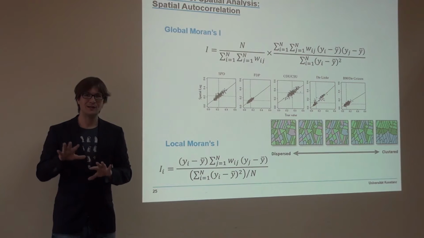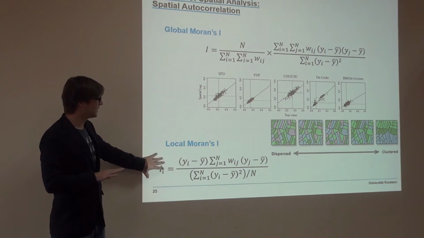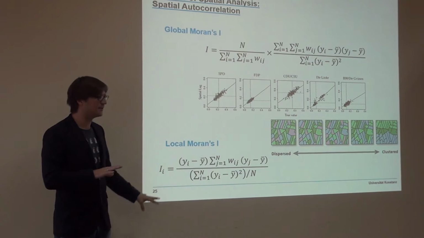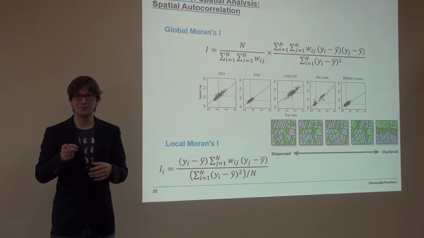So when you are really interested in these spatial correlations and autocorrelations, then you can read further on with the local Moran's I and so on. It's all very well explained in this book that I gave you.